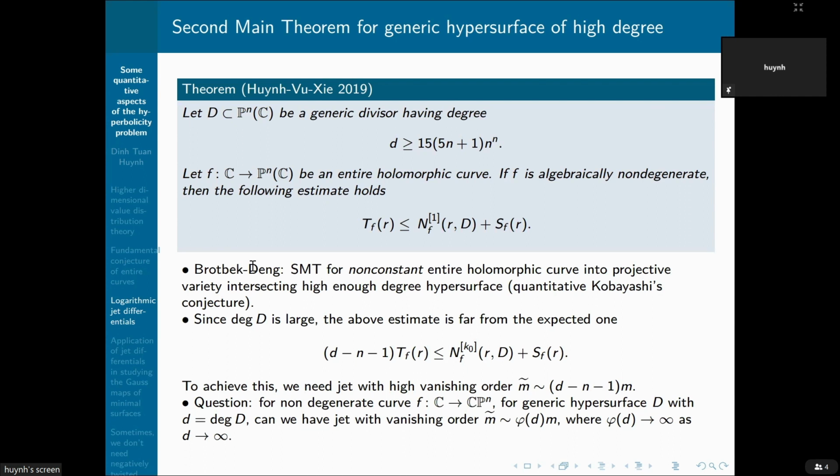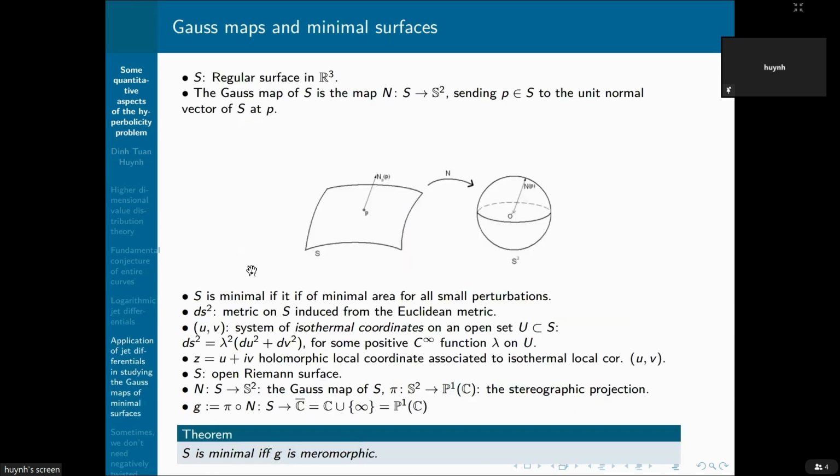So producing a good jet with a very high vanishing order is perhaps difficult. We move to another question where we really don't need so high vanishing orders. That is the application of jet differential forms in studying the distribution of the Gauss map of minimal surfaces. So let me recall some facts about minimal surfaces and Gauss maps.